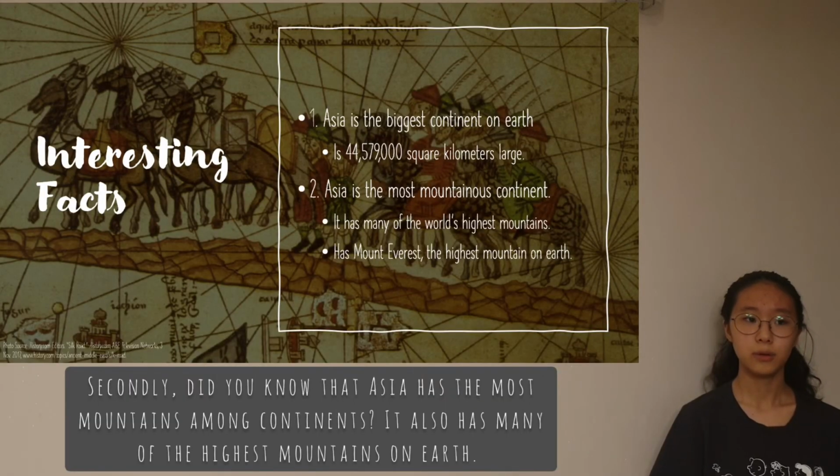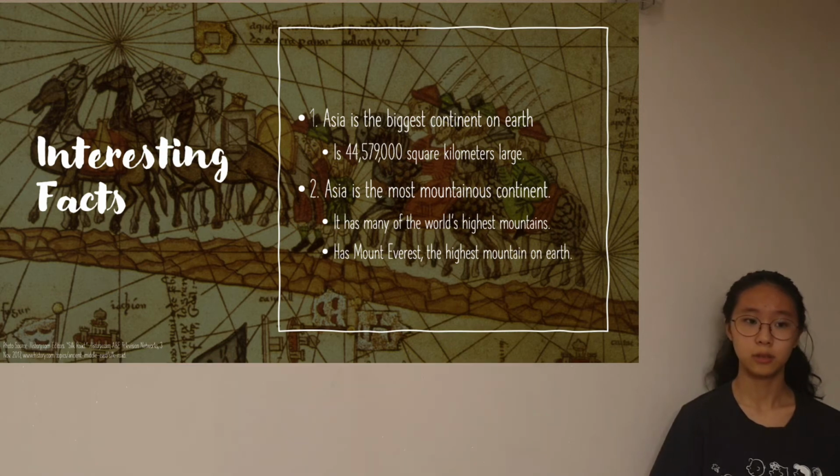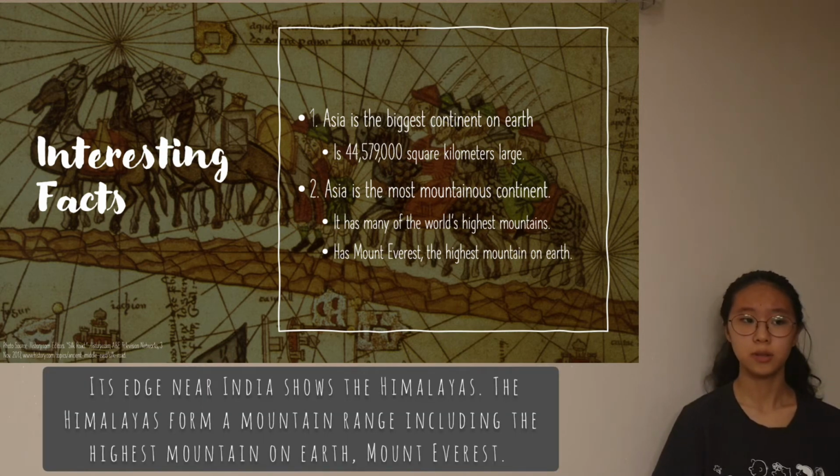Secondly, did you know that Asia has the most mountains among continents? It has many of the highest mountains on Earth. Asia also has the highest mountain on Earth. If you look at the elevation map, you can see the brown-colored areas showing the Tibetan Plateau. Its edge near India shows the Himalayas. The Himalayas form a mountain range, including the highest mountain on Earth, Mount Everest.